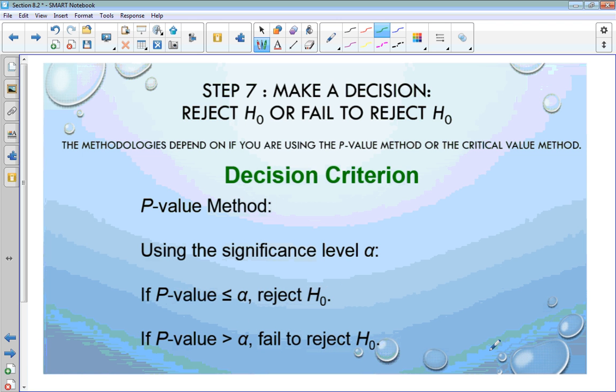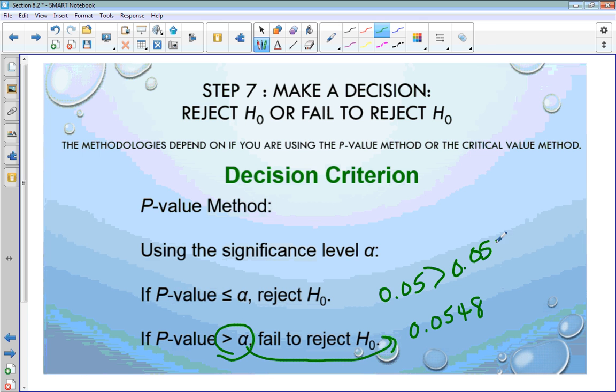Just like the one we did before, the p-value came out to be 0.0548, and because it is higher than 0.05, we fail to reject the null hypothesis in this particular example we've been using.